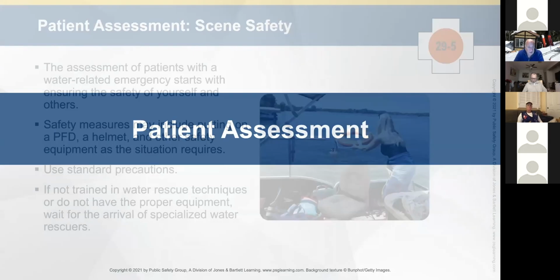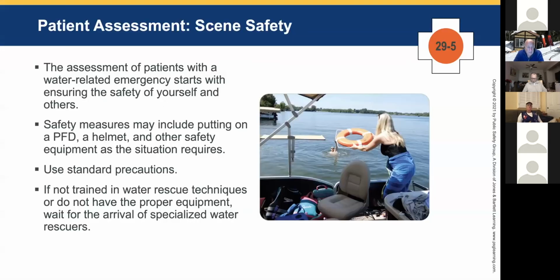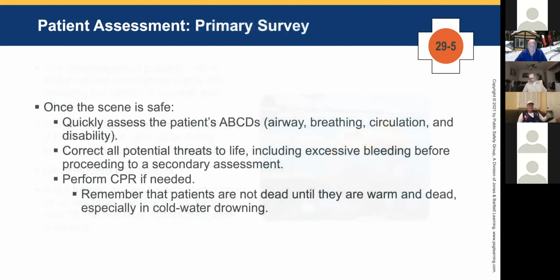We're looking at patient assessment. Assessment of patients with a water-related emergency starts with ensuring the safety of yourself and others. Safety measures may include putting on a PFD, that's a life vest, personal flotation device, a helmet or other safety equipment. Use standard precautions. If you're not trained in water rescue techniques, don't have the proper equipment, wait for the arrival of specialized water rescuers. Don't become another problem.